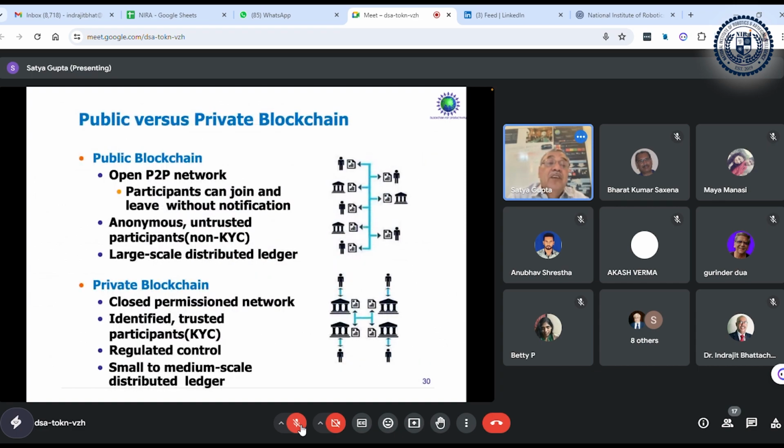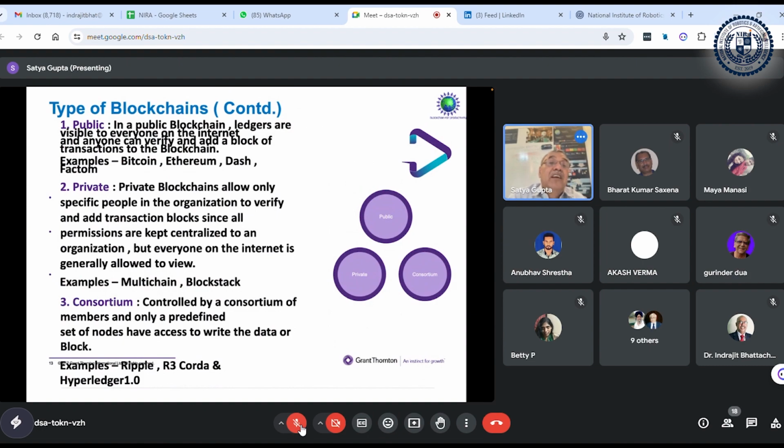Public blockchain is an open P2P network, participants can join and leave, no KYC there, so a large-scale distributed ledger. But private ones are permissioned, with identified, trusted, KYC-done participants, and regulated control. Each has its plus and minus, like given here. In a public blockchain, ledgers are visible to everyone on the internet, and anyone can verify and add a block to the blockchain. Well-known examples are Bitcoin, Ethereum, Dash. Then private blockchains allow only specific people in the organization to verify and add transaction blocks, since all permissions are kept centralized to an organization. But everyone on the internet is generally allowed to view, like MultiChain, Blockstack. And then there is the consortium, which is in between.